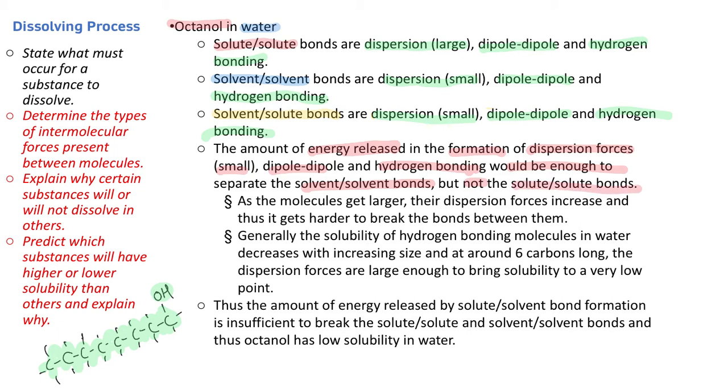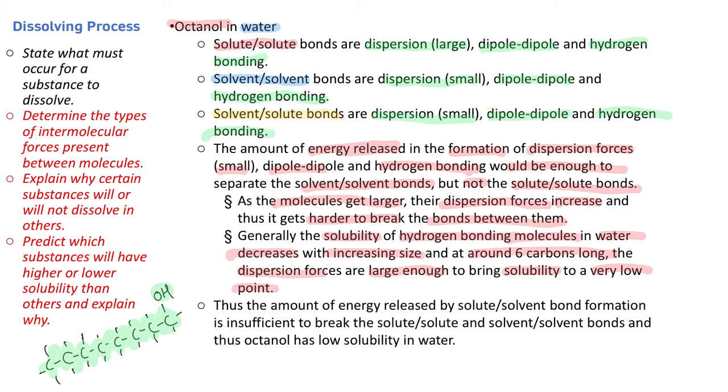That's the bonds between the octanols. Right? So as the molecules get larger, their dispersion forces increase, and then it gets harder to break the bonds between them. So generally, solubility of hydrogen bonding molecules in water decreases with increasing size. So if you've got hydrogen bonding in a substance, but as it gets bigger, the solubility in water will decrease because you've got that increasing dispersion force. Right? So at around 6 carbons long, the dispersions are large enough to bring the solubility to a very low point. Okay?